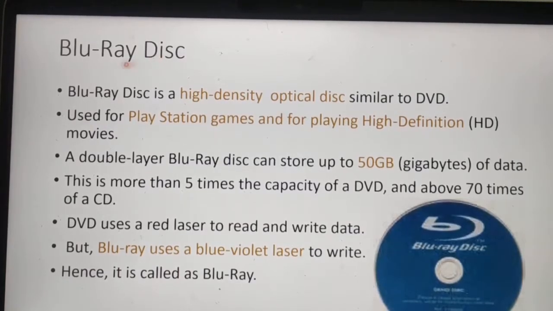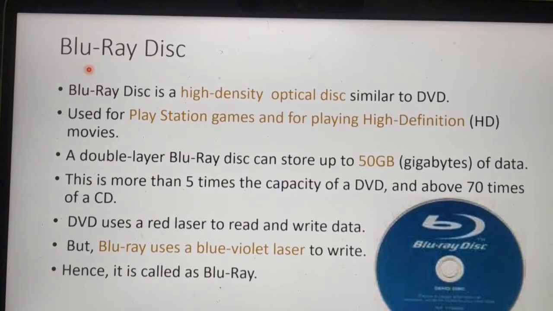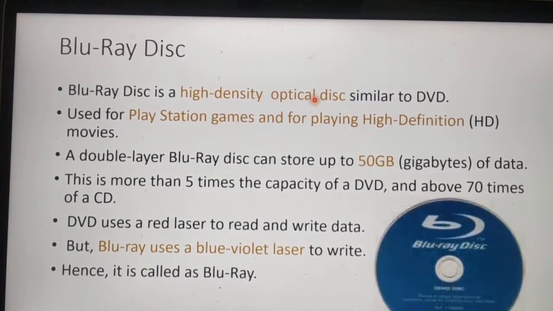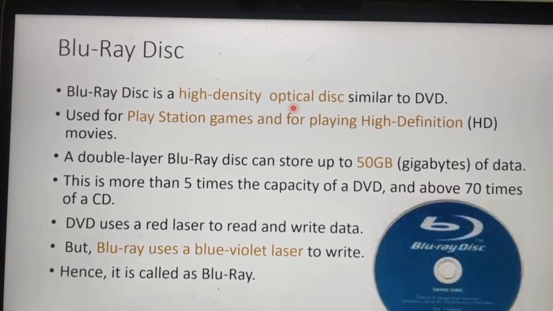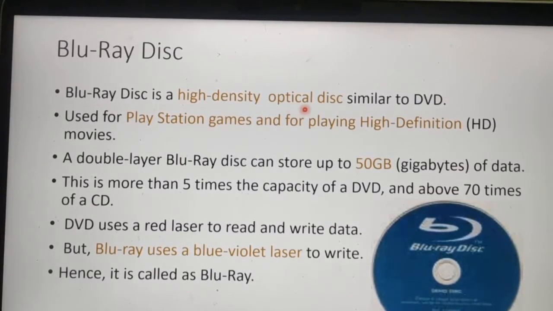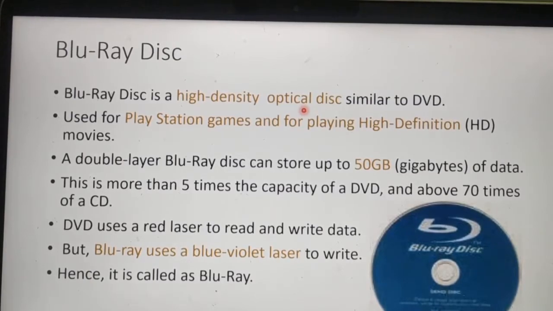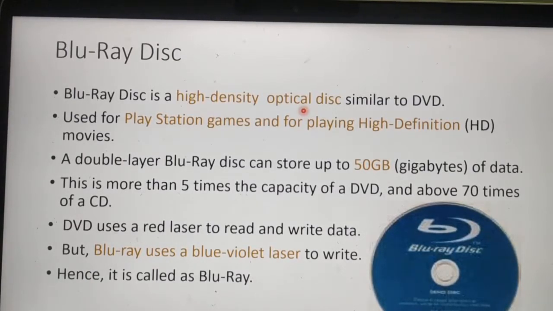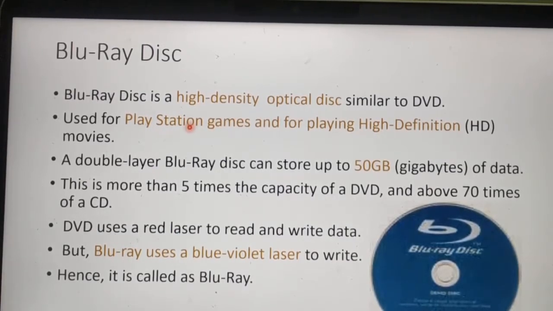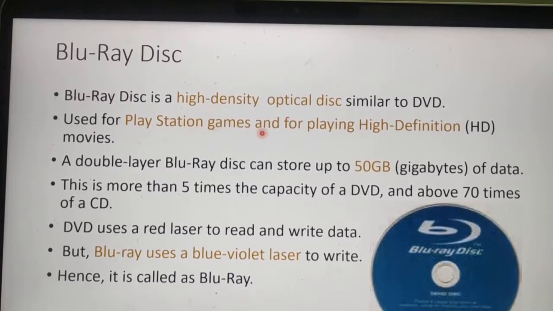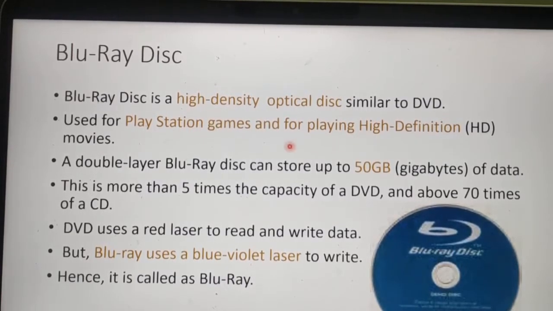Next we can see about Blu-ray disc. The Blu-ray disc also works based on the concept of digital versatile disc. It is also a high density optical disc. Why is it called an optical disc? Optics means light. Here we can read and write the information with the help of blue laser light. So it is called an optical disc. In this optical disc, we can store PlayStation games and play high definition movies.